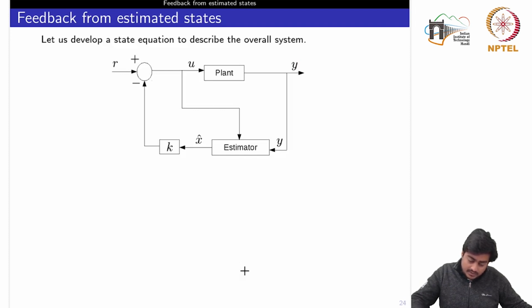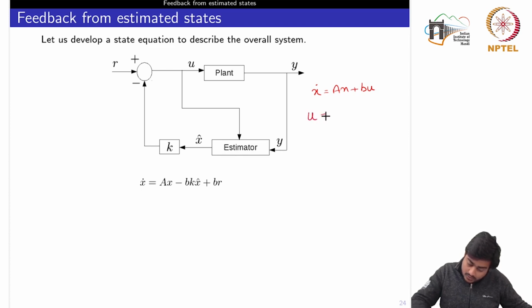So to answer these questions, we'll first develop the state equation of the overall system to further analyze what is happening inside the closed loop. I will write here the equation of the plant also, which is x dot is equal to Ax plus Bu. And we write u is equal to r minus K x hat, right? So now this is the plant, the actual plant, and this is the controller, that instead of having this x, we are supplying it x hat.